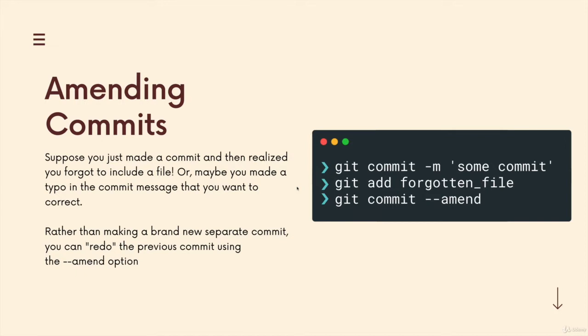So here's how it works. When you make a commit, here on my slides I'm doing commit -m, I made some commit, then I realize, shoot, I forgot to include a file. So I add that file, I stage it, and then I git commit --amend. And amend is going to redo the previous commit.